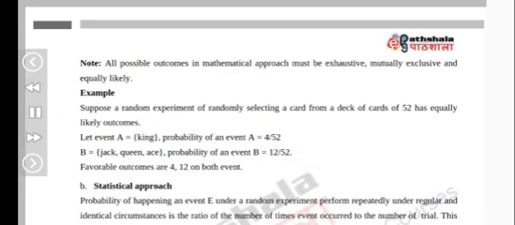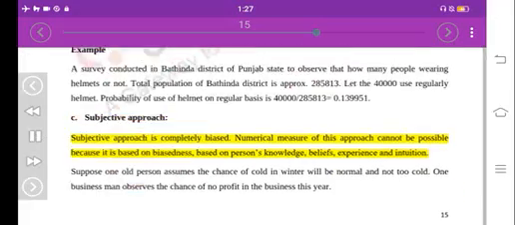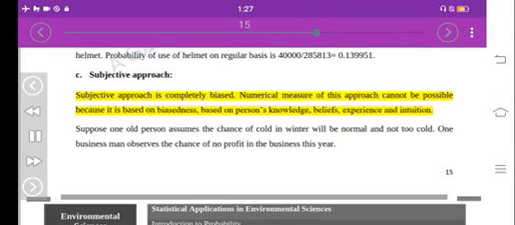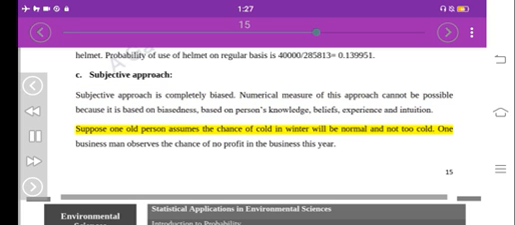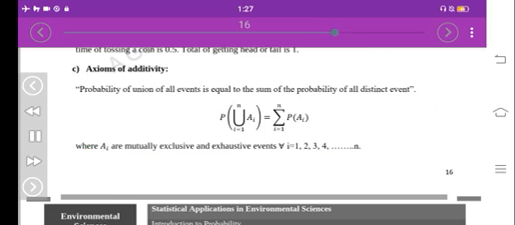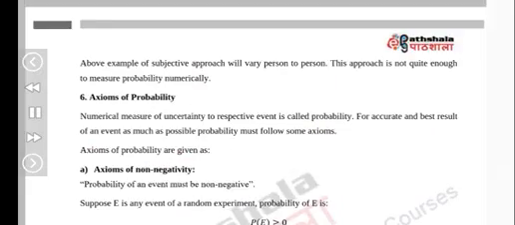C. Subjective approach. The subjective approach is completely biased. A numerical measure with this approach is not possible because it is based on bias, a person's knowledge, beliefs, experience and intuition. Suppose one old person assumes the chance of cold in winter will be normal and not too cold. One businessman observes the chance of no profit in the business this year. The above examples of the subjective approach will vary from person to person. This approach is not good enough to measure probability numerically.